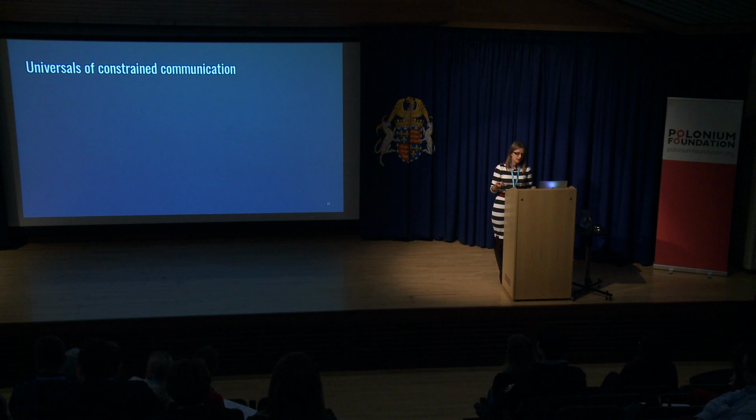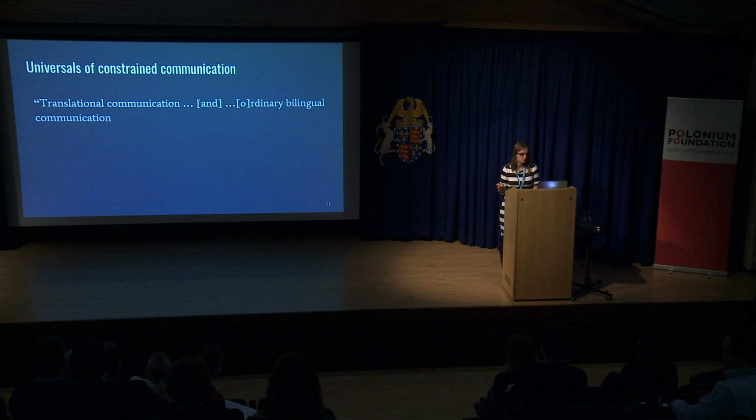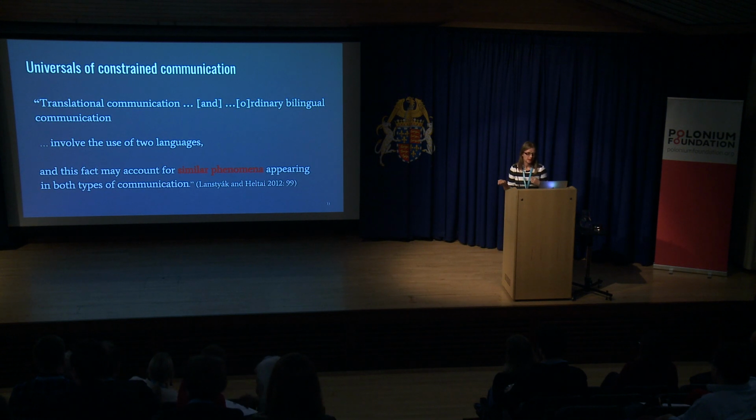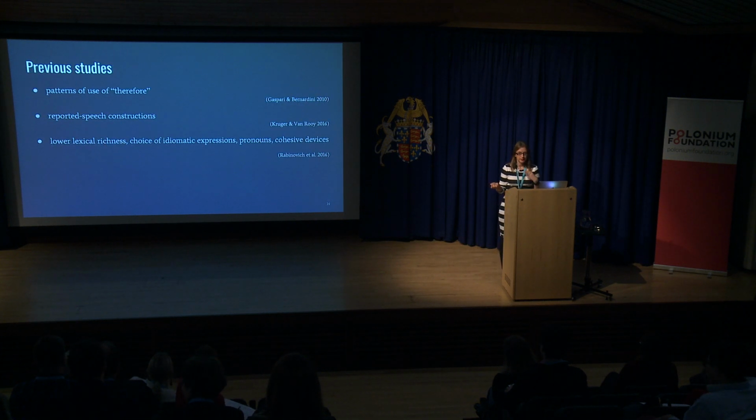Now I'm investigating universals, so general patterns in constrained communication, and this hypothesis entails that translation and bilingual communication involve the use of two languages, and this fact may account for similar phenomena appearing in both types of communication. There have been different studies on that before, but they were limited to the written register. For instance, the use of a very small word, therefore, has been investigated, and it turns out that both non-natives and translators use it in a similar way.